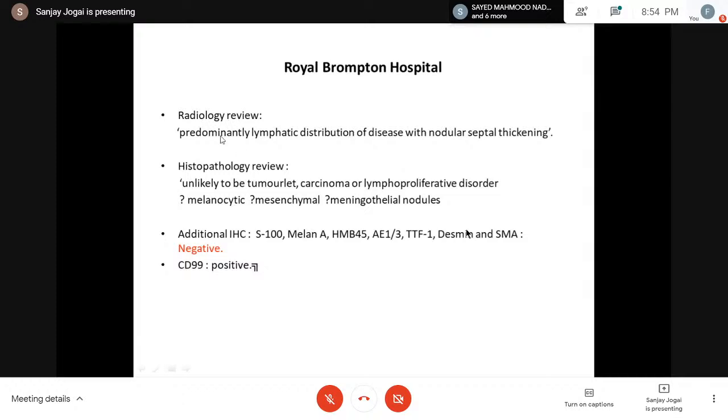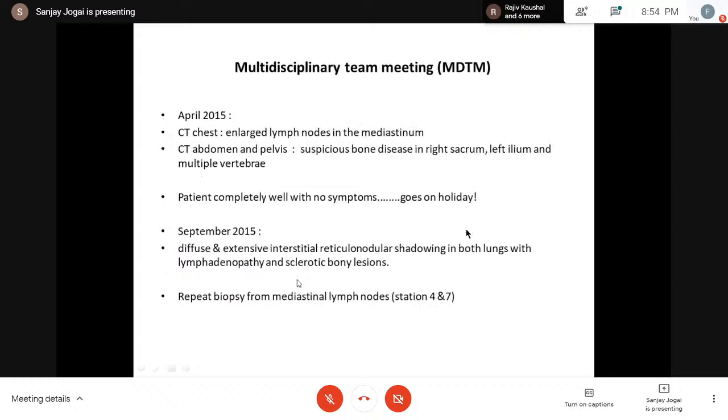So the radiology review was predominantly lymphatic distribution of disease with nodular septal thickening. Histopathologist said, unlikely to be tumourlet, carcinoma or lymphoproliferative. Is this something melanocytic or mesenchymal or meningothelial nodules even? And because I had forgotten to send the block, Andrew Nicholson said, why don't you do a few more stains? So I did S100, Melan A, HMB45 negative, did more epithelial markers negative, did smooth muscle and desmin negative, TTF1 negative, CD99 was positive, but no idea.